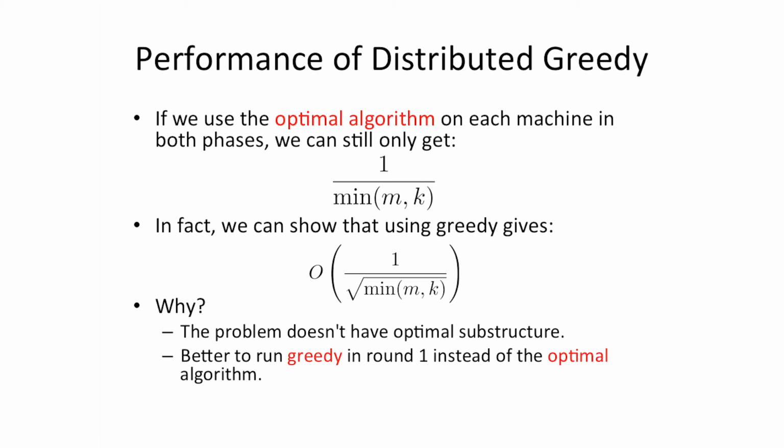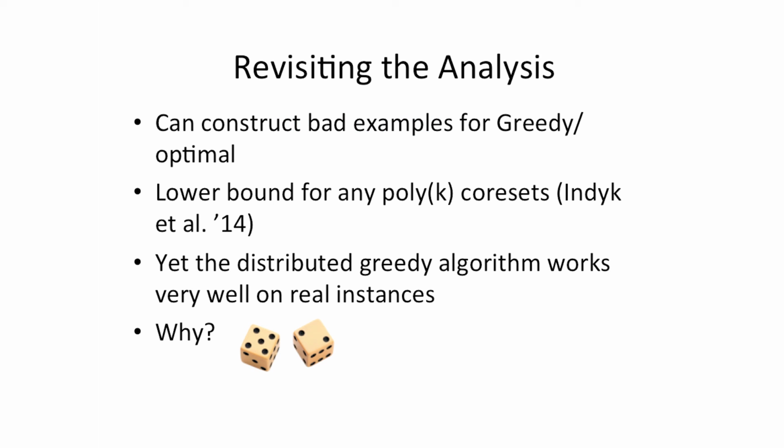Okay, so we can construct some bad examples for algorithms of this form where we run greedy or even the optimal algorithm on each of the machines. And in fact, we can provably show that we cannot get away with very good approximation, at least if the data is distributed adversarially in the first round. So there are some nice lower bounds coming from core sets, from the work of Piotr and others. And I think Vahab will talk about them, so I'll just let him. I'll just mention them.